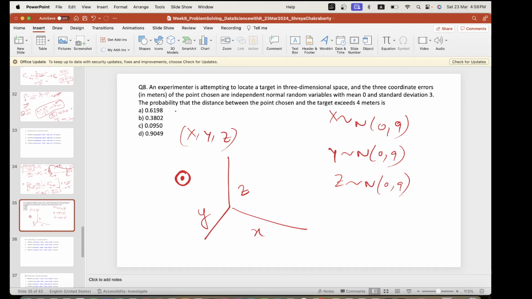So now the probability that the distance between the point chosen and the target is your origin, let's say x, y and z. So this Euclidean distance you have to find out, and then find out the probability that the distance between the points chosen and the target exceeds 4 meters. So distance, how do you usually do? Distance is actually x minus 0 square plus y minus 0 square plus z minus 0 square.